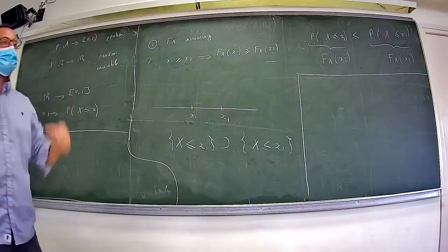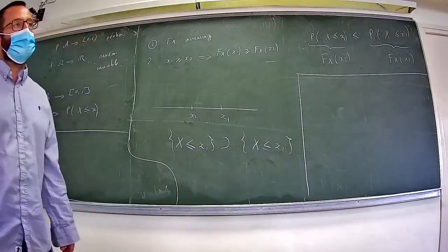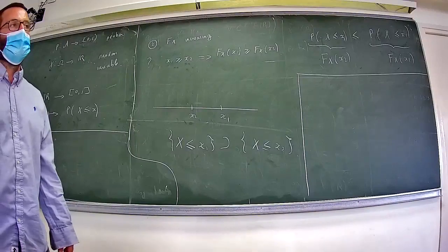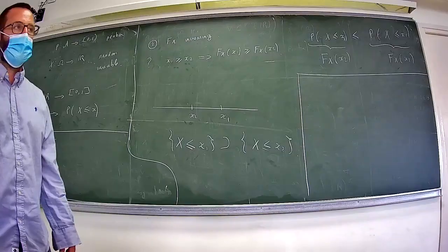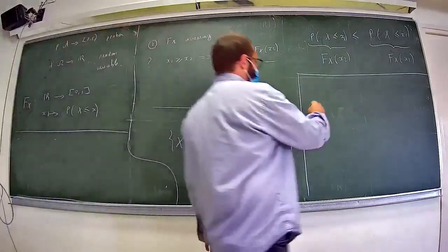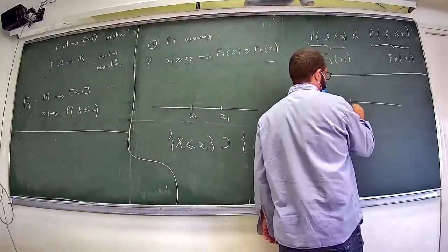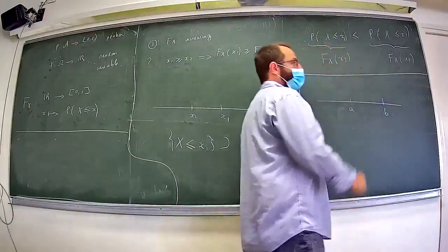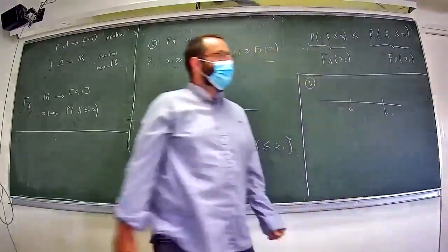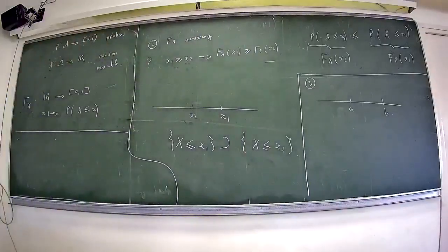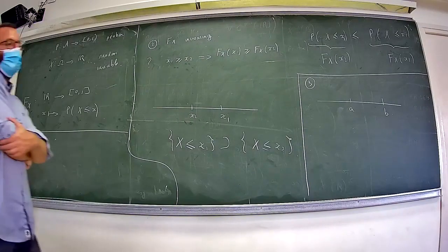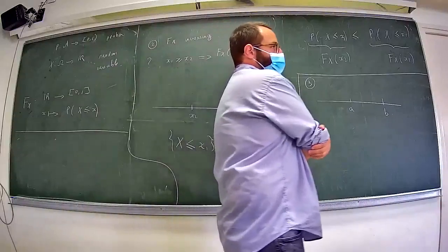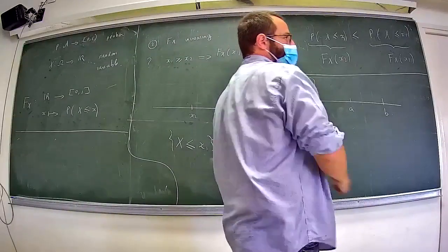For the third point, I want to prove that the probability that X is strictly greater than A and less than or equal to B is equal to F_X(B) minus F_X(A). So I have my B that is strictly greater than A in the third point. And I want to prove the relation in the statement 3 of the proposition 8. So what can I say? Well, in fact, I have the following.